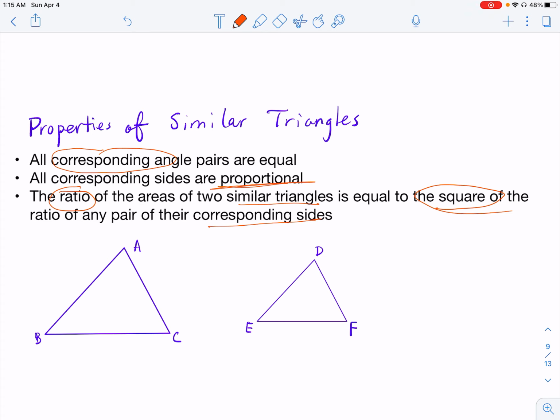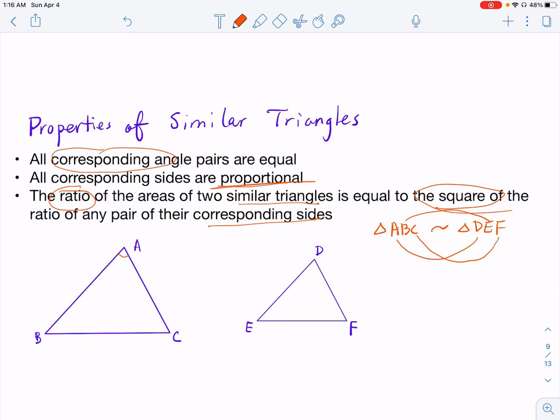So let's say ABC is similar to DEF, and usually we write corresponding angles in the same order. Which means in this case, A would correspond to D, B would correspond to E, and C would correspond to F. In other words, A would correspond to D, and this angle would equal each other. And F would correspond to C, and E would correspond to B. So we have three angles equal to each other here. This is the first property.